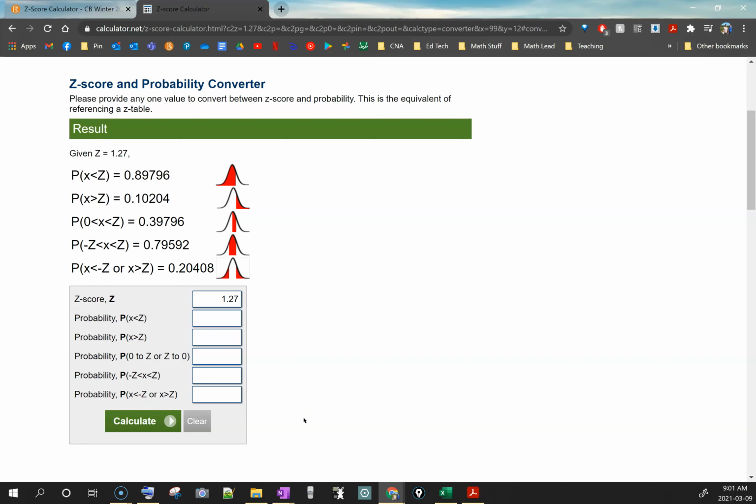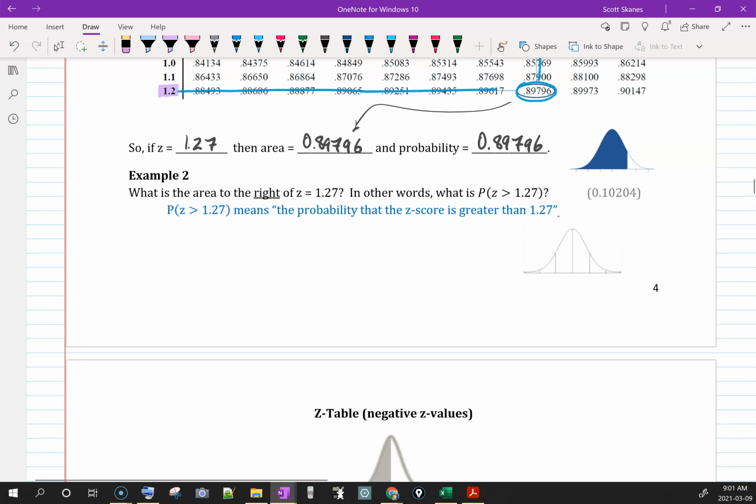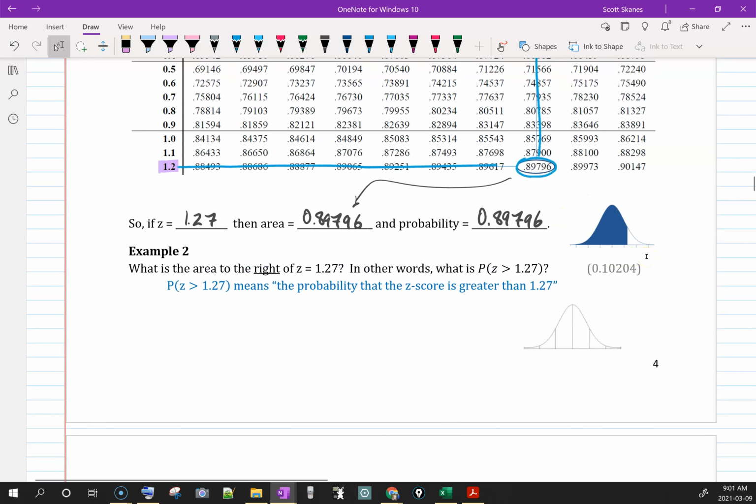That's the score that it gives me from the table. So I know that this calculator is pretty reliable. Our second example on this page is, what is the area to the right of z equals 1.27? In other words, what is the probability that our z value is above 1.27?